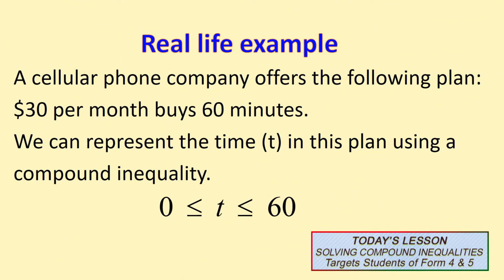So let's consider a real life example. A cellular phone company offers the following plan. $30 per month buys 60 minutes. We can represent the time T in this plan using a compound inequality. It reads T is less than or equal to 60, but greater than or equal to 0. What does that mean? It means that for $30, you can obtain up to and including 60 minutes. Obviously, time must start at 0.